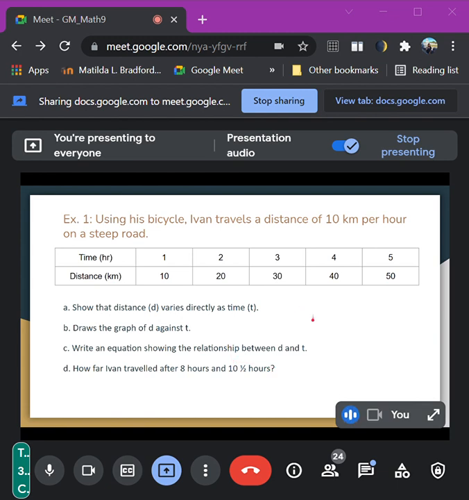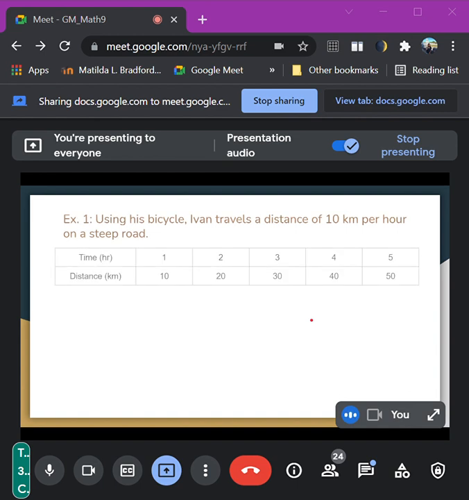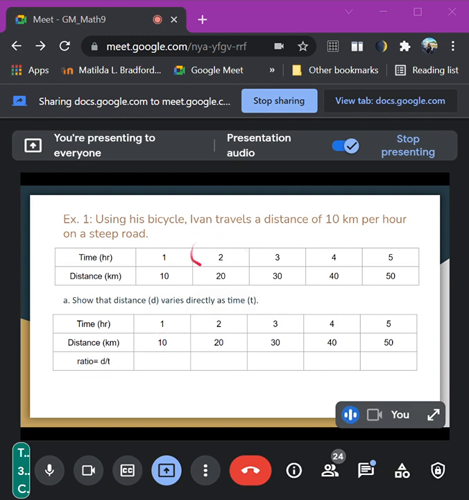Now let's start with our first question, letter A. We are going to show that distance D varies directly as time T. So how are we going to write this one? Since we are asked to show how D and T vary, I'm going to show you in a table and I have added a ratio here.